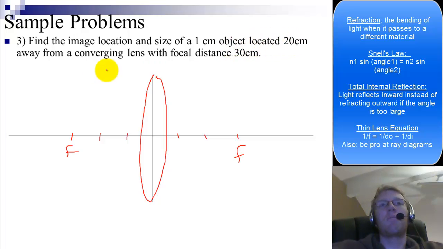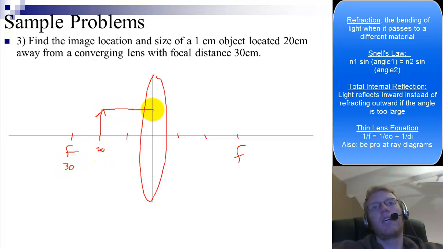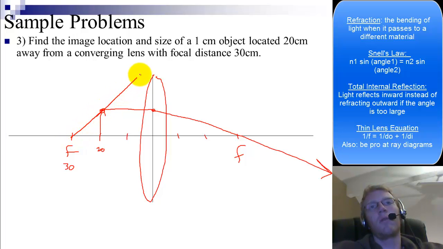The object is 20 centimeters away from the converging lens. So here's my object. It's 20 centimeters away. Focal length is 30. So the first ray comes in parallel. It's converging, so it comes out through the focal point. Second ray is in through the focal point. So it's in through this focal point, so in through the focal point is going to go like this, and then out parallel. And the last one is straight through the middle.